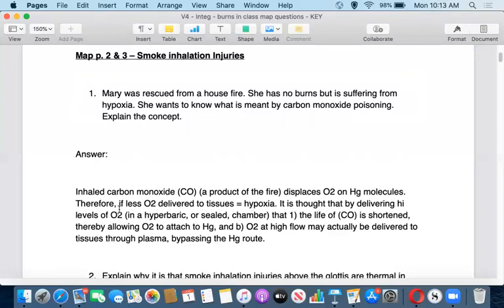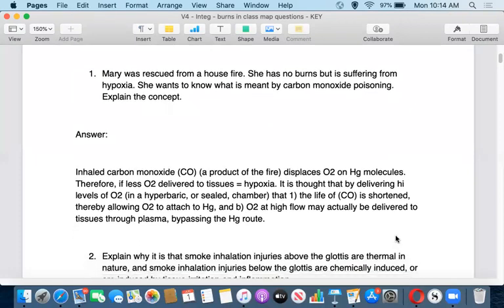The working theory that I have now in the hyperbaric chamber is that the life of the carbon monoxide is shortened in a hyperbaric chamber. And so that could help O2 reattach to hemoglobin, and the high flow of the O2 itself in such a chamber helps the O2 be delivered to the tissues. So that's just kind of interesting points to know. What does a hyperbaric chamber do, and how does that work with carbon monoxide inhalation?